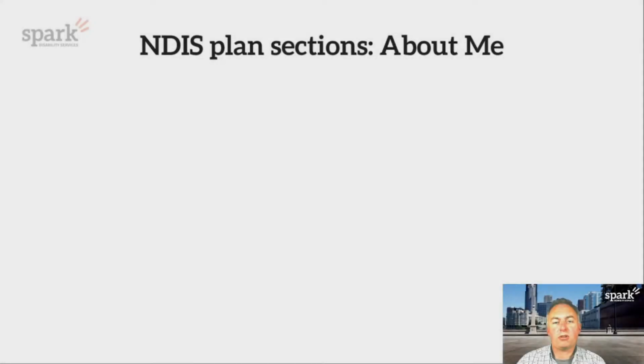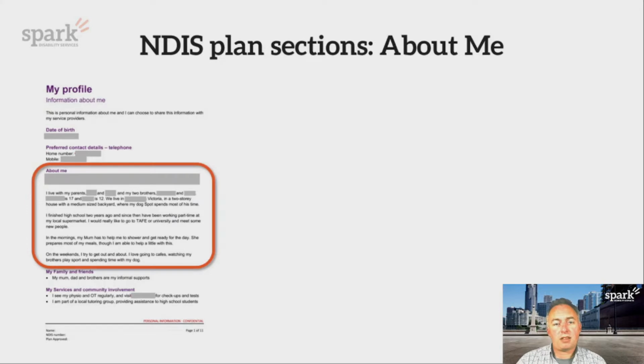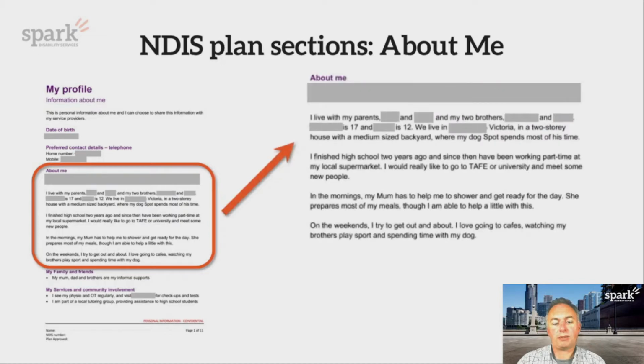As I mentioned before, the About Me section of the plan includes personal details about the person whose plan it is. Now, this is an example plan. And I wanted to highlight the section of the plan that's circled in orange there. If we blow that up a little bit, make that bigger, you can see that there is a fair bit of information about the person's living arrangements, the kind of support that they receive day to day, and the things that they like to do.